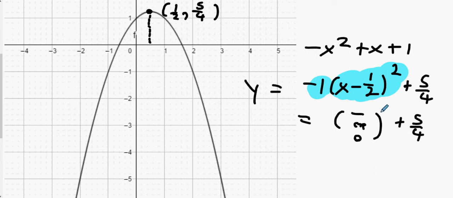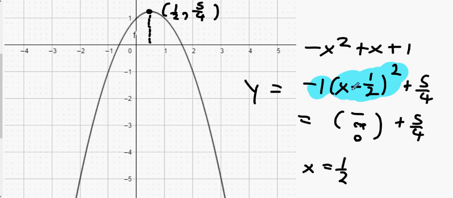Which is bigger, 0 plus a positive number or a negative number plus a positive number? You want it to be 0. What x value causes it to be equal to 0? What x value take away a half would be 0? That's why you get x equals a half, and that's why it's a half there.